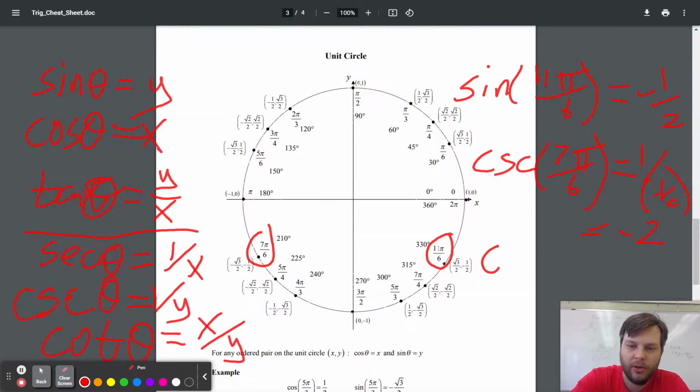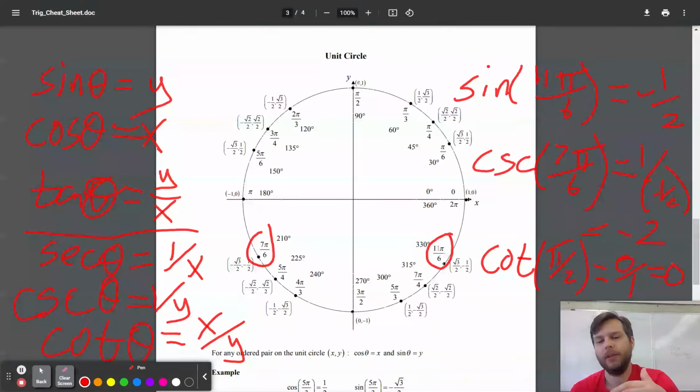If I had to do cotangent of, let's say, pi over 2, then I would do x divided by y, 0 divided by 1, which is 0.